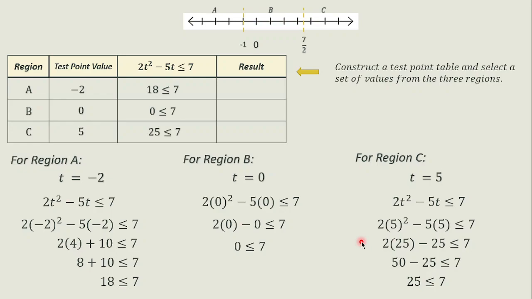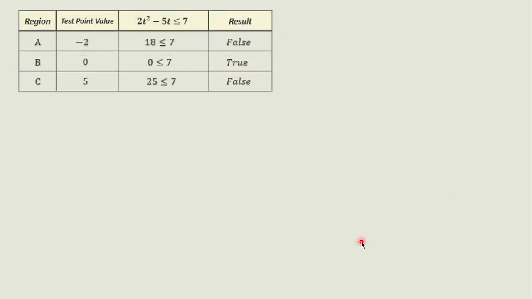Now, let's find the result, kung true ba siya or false, each region. For region A, 18 is less than or equal to 7. The answer is false. For region B, 0 is less than or equal to 7. The answer is true. And for region C, 25 is less than or equal to 7. The answer is false. Then after that, let's copy the test point table, then graph the inequality based from the test point table.